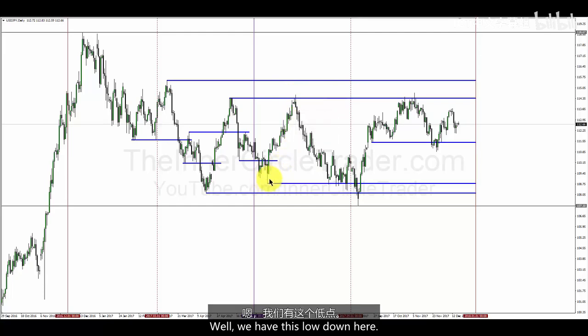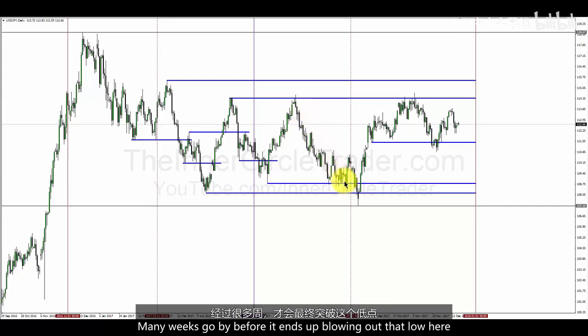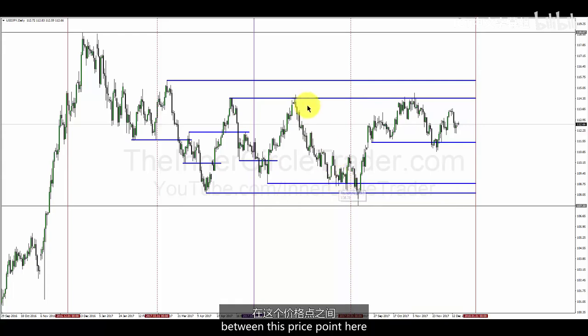What are you going to be looking for? Well, we have this low down here. We can hold for that, and it takes a long time. Many weeks go by before it ends up blowing out that low here. So you could have made profit between this price point here and here. Same scenario. When we see this low here, price trades down below it. We wait for it to do what? Come back above it. It does it here.